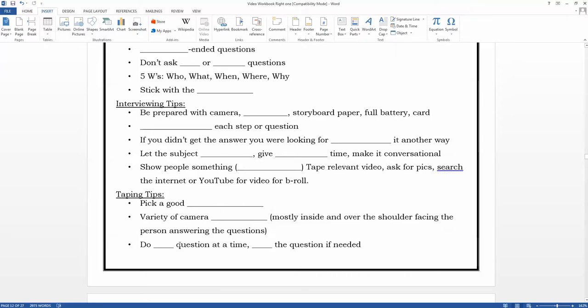Do one question at a time, and then redo the question if needed. So if you mess up, after you are done taping the interview and start editing and you say, oh, we forgot this question, or the mic wasn't working, or, we messed up, you aren't going to go redo it. So when you are taping it, if you mess up, you need to redo that question immediately. So that is it.